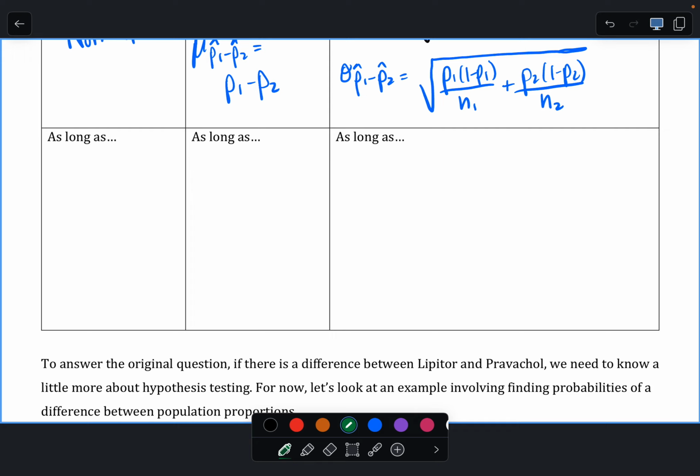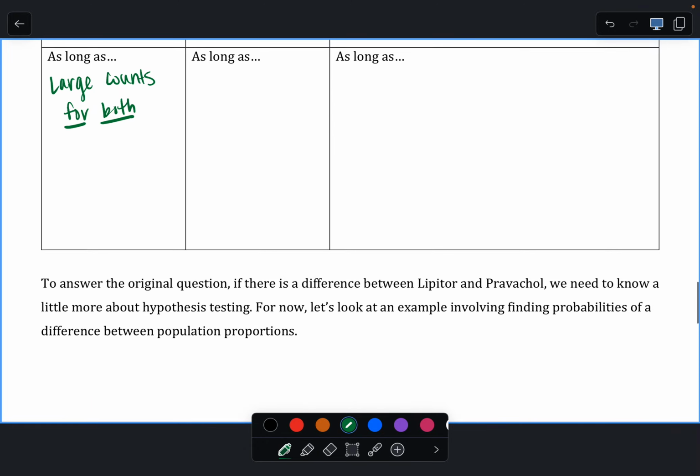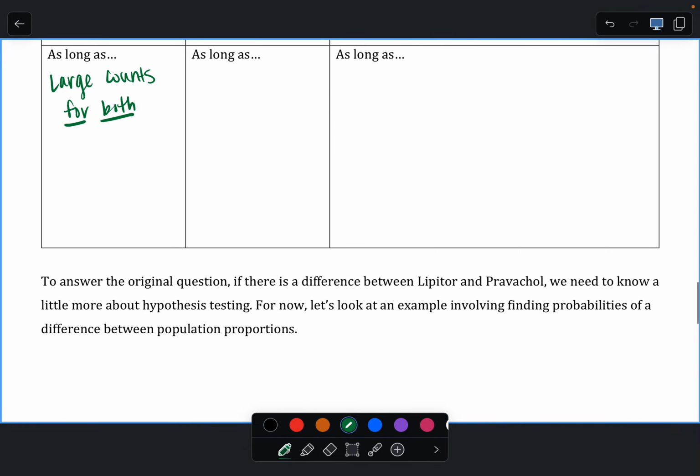So basically, all you're going to do is take each of the conditions that we just talked about for one population, and you're going to do them for both. So if I'm doing large counts, that means I'm doing n1 p1 bigger than 10, n1 times 1 minus p1 bigger than 10, and then repeating that exact same condition, but for population 2.